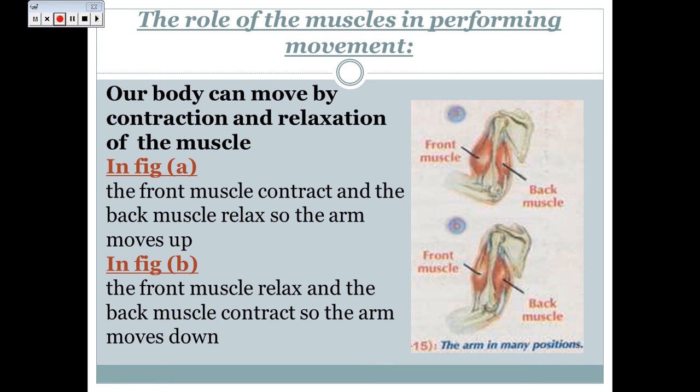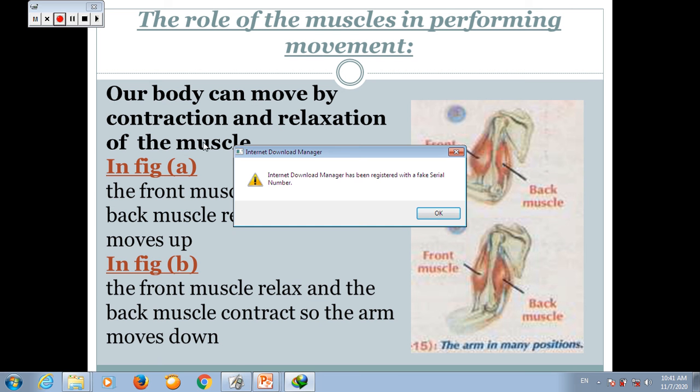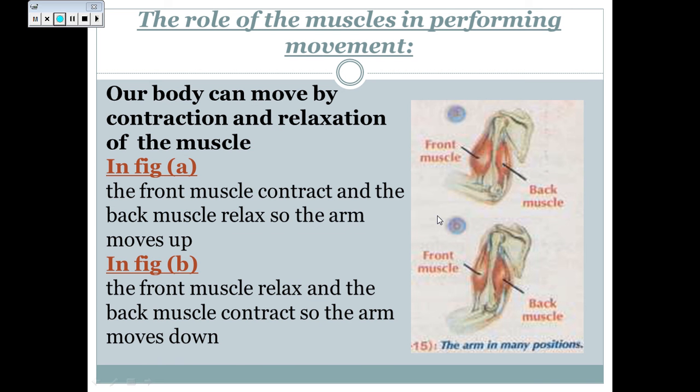And now, the role of the muscles in performing movement. To make any movement, we need our muscles. By contraction and relaxation of the muscles, our body can make movement. So, our body can move by contraction and relaxation of the muscles.